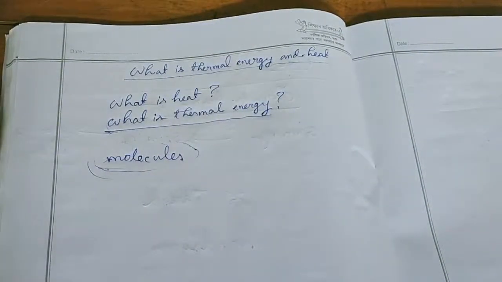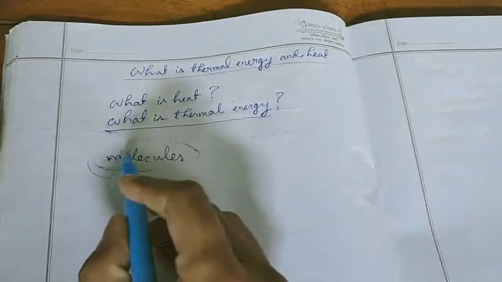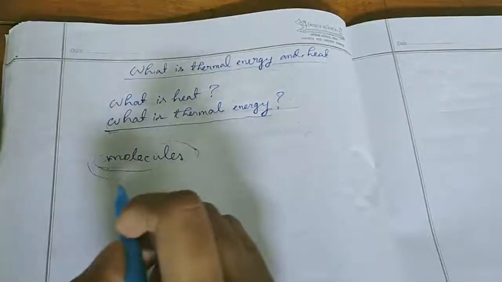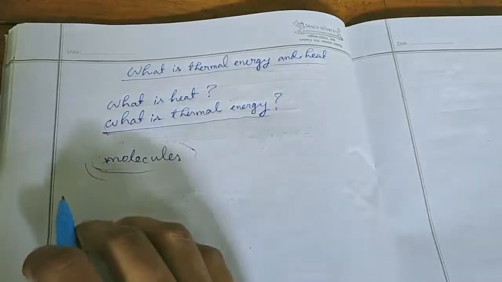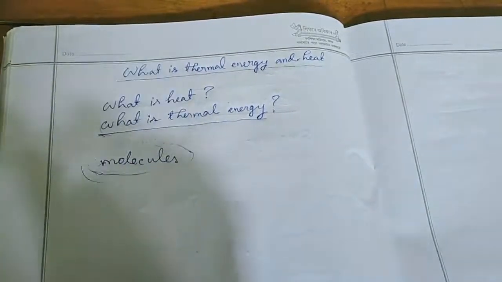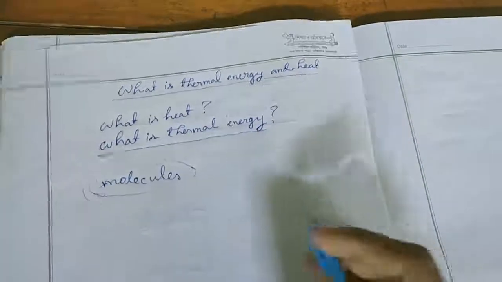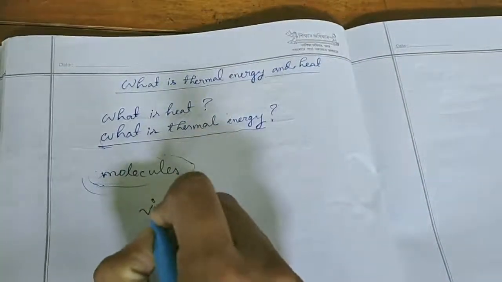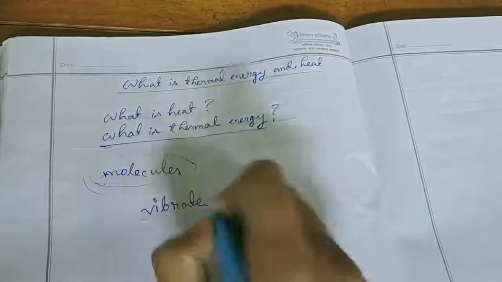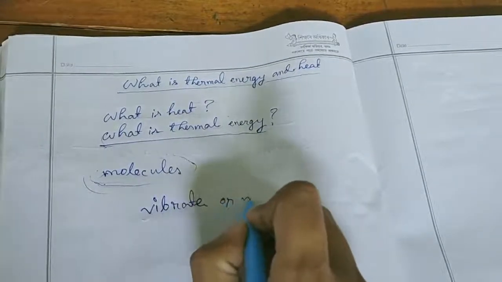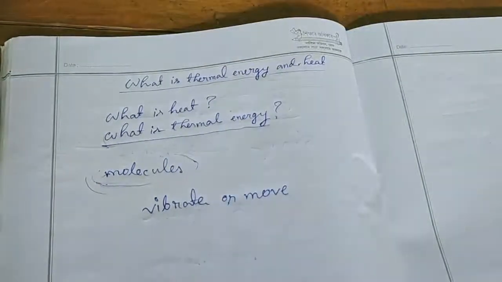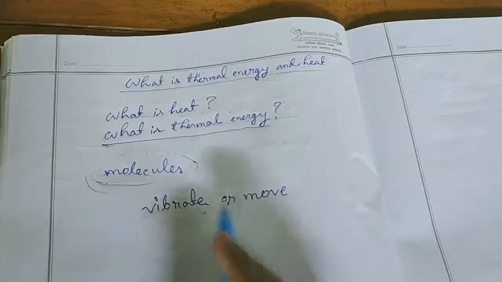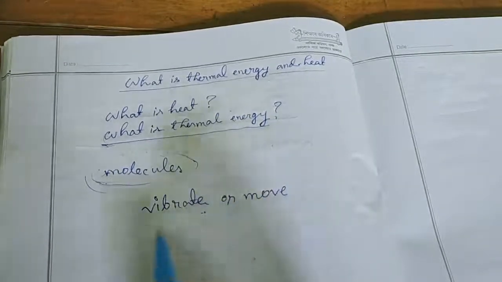Even though they are different, molecules of anything have one similar property, one thing in common, which is they all vibrate or move. No matter what type of molecule it is, they all vibrate or move constantly.